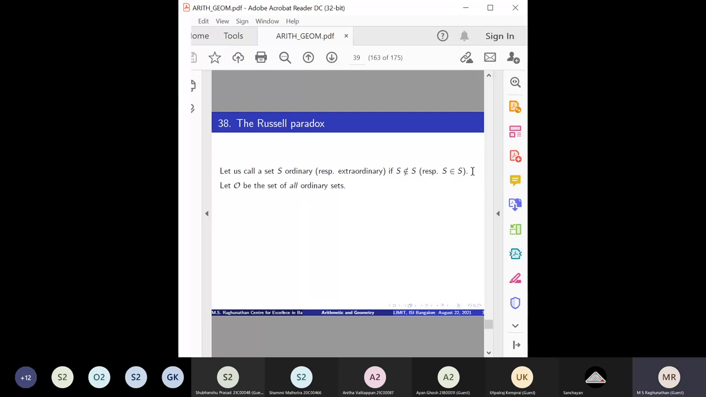So let's now look at the set O of all ordinary sets. The set O is either ordinary or extraordinary. There are only two possibilities. An ordinary set cannot be extraordinary, and vice versa. Suppose O is ordinary, then it belongs to O. That means O belongs to O. But that makes O extraordinary. That means O is extraordinary. That's a contradiction.